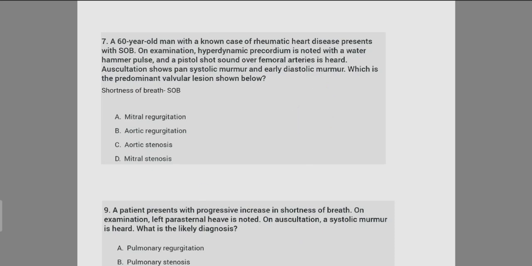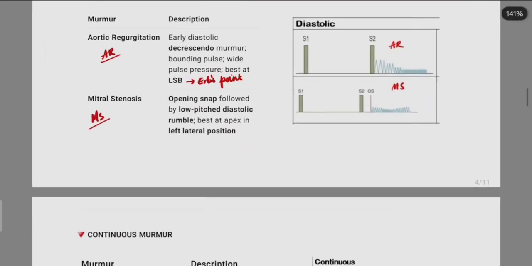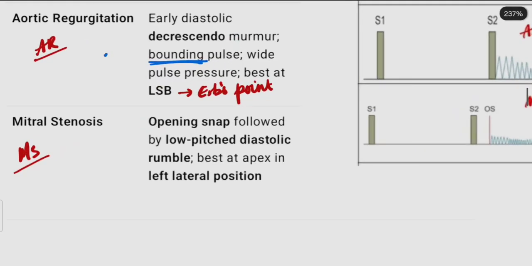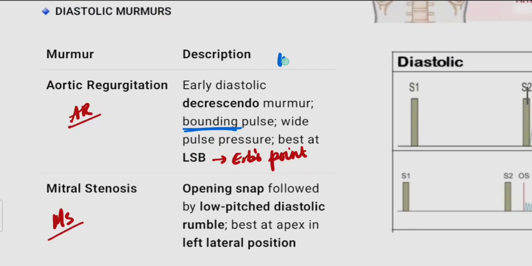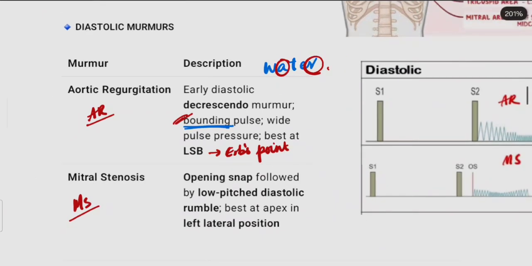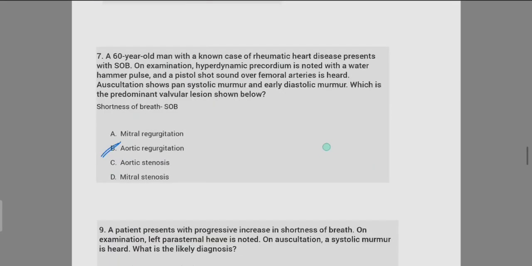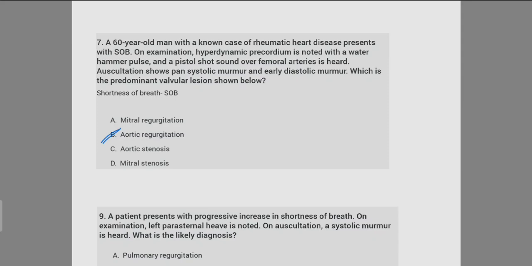So this is basically your aortic regurgitation, that is AR, remember? This is your water hammer bounding pulse, and it is the early diastolic murmur. Collapsing pulse is the same thing. So when they said hyperdynamic precordium with a water hammer pulse, that's nothing but aortic regurgitation, and we're going to remember AR, aortic regurgitation.